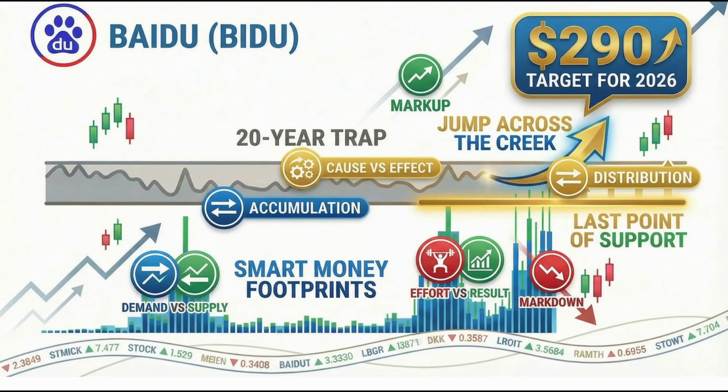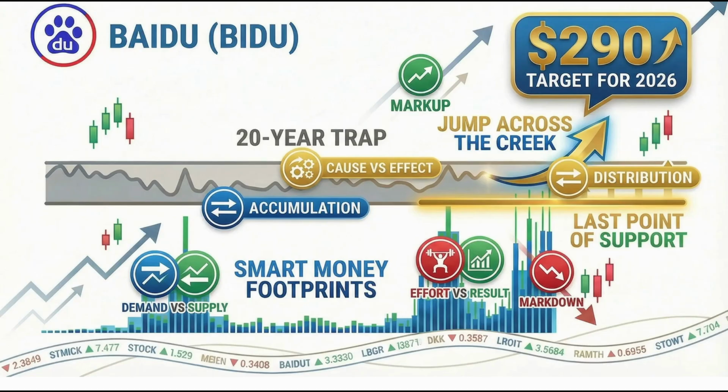Number two, the law of cause and effect. Market trends don't happen by accident. We look for a cause, usually a period of range bound consolidation, which builds the momentum for the next effect or the subsequent trend. Number three, the law of effort versus result.